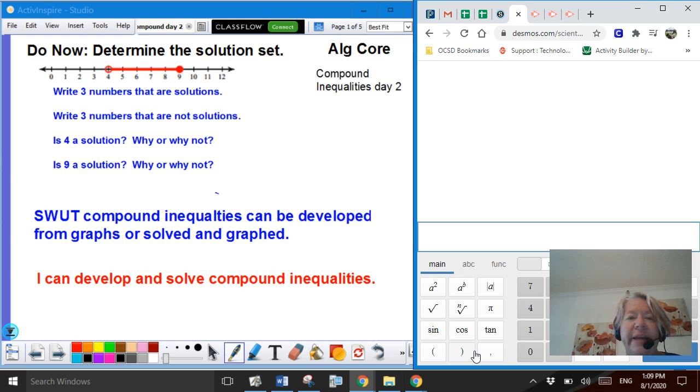Okay, so compound inequalities day 2. Remember, there were "and" and there were "or." So go ahead and hit pause and find this do now.